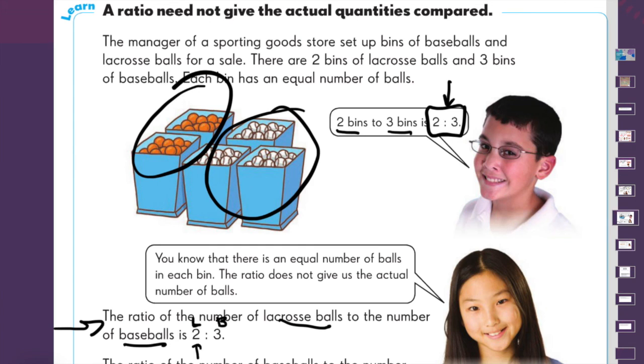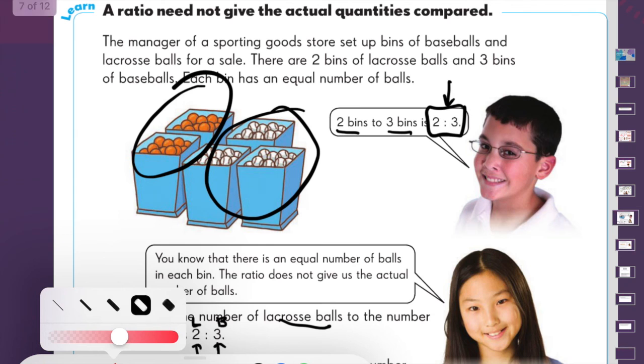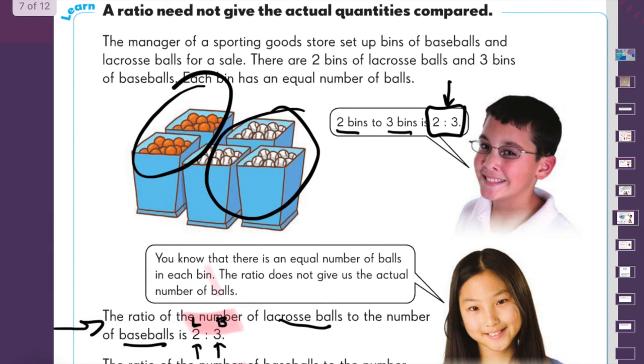So we need to list 2 bins for lacrosse and 3 bins for baseball. So the ratio of lacrosse to baseballs is 2 to 3. If we switch that order and we looked at the ratio of the number of baseballs to the number of lacrosse balls, then it would be 3 to 2. And again, don't be afraid to use some notation to help you keep the order of the numbers straight, because order does matter.